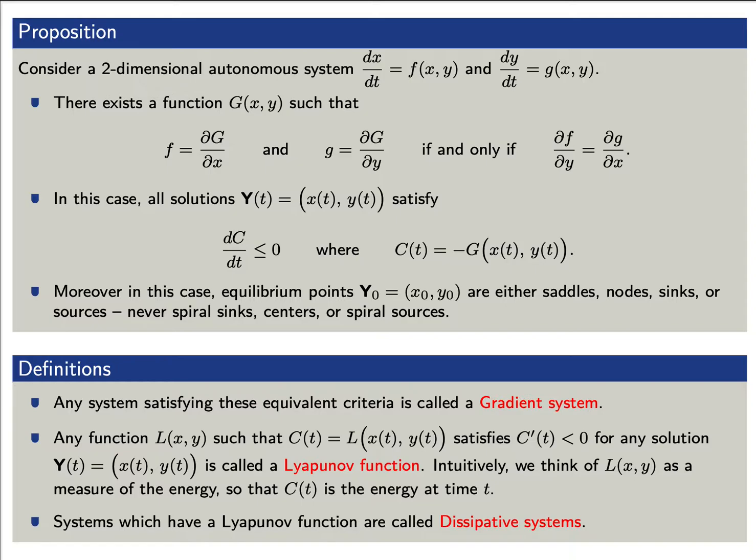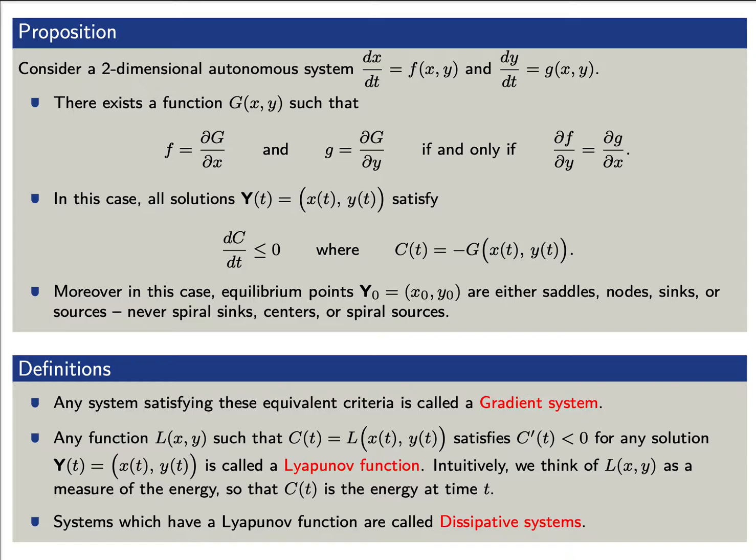First, there exists a function G, so that f is dG/dx and lowercase g is dG/dy, if and only if df/dy equals dg/dx. In this case, all solutions, capital Y of t, satisfy the following: dc/dt is less than or equal to 0, where c of t equals negative G evaluated at this point, x of t comma y of t. Moreover, equilibrium points for such a system are either saddles, nodes, sinks, or sources. They are never spiral sinks, centers, or spiral sources.